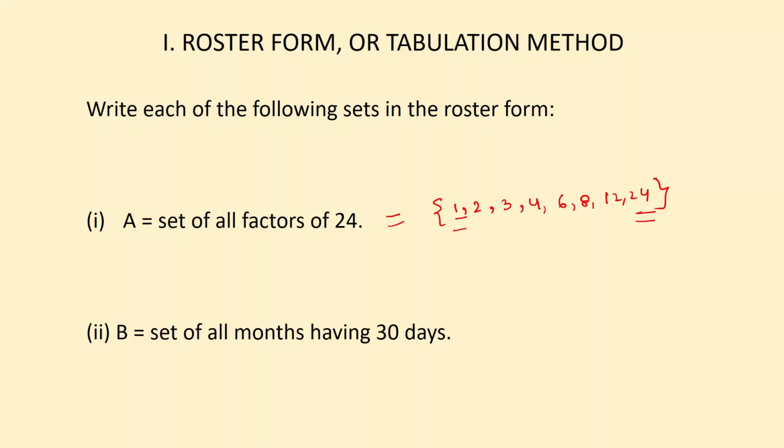Let's take up another example. The set of all months having 30 days. Can you give it a try? What are the months that have 30 days in them? Let's start with January, which has 31, February has either 28 or 29, March has 31. So we start with April, then May has 31, then June has 30 days, July, August, then September, then November. And these are the only 4 months, I guess, that have 30 days in them.